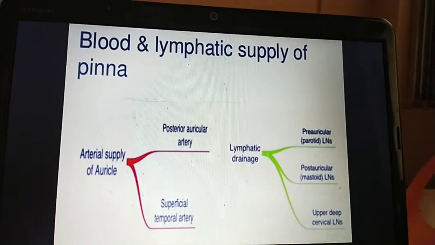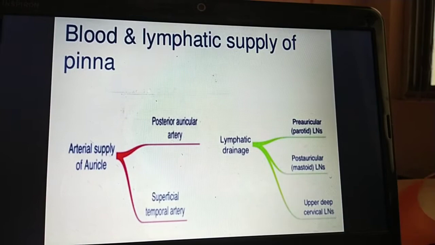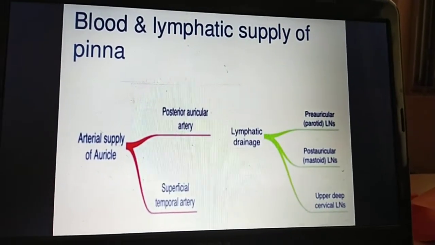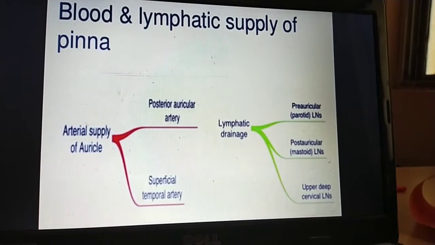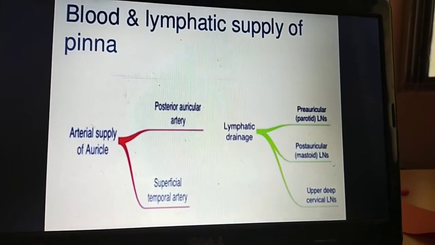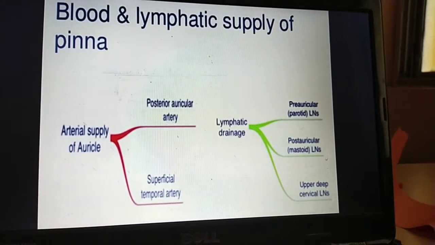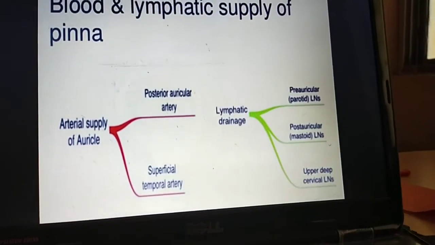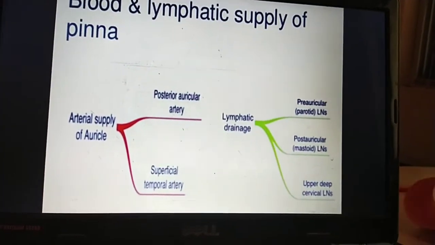Then the blood supply: the arterial supply of the auricle is mainly by the posterior auricular artery and superficial temporal artery. Lymphatic drainage is mainly by the periauricular lymph nodes, postauricular lymph nodes and upper deep cervical lymph nodes. This is the blood supply and lymphatic drainage of the pinna.